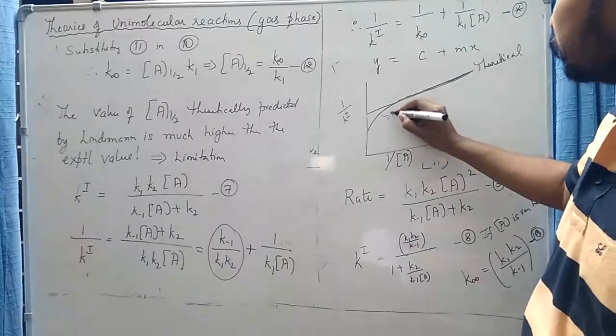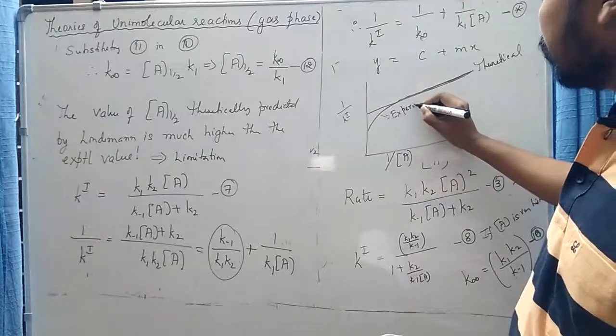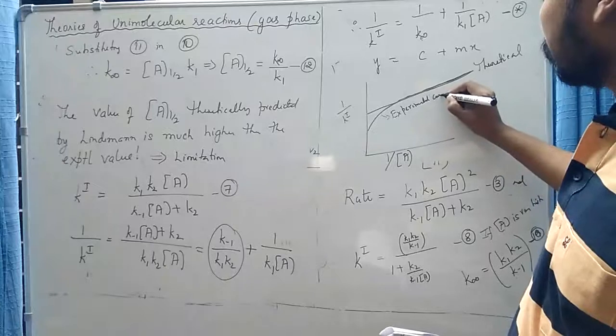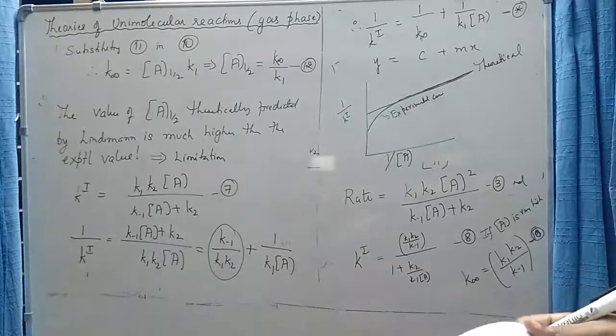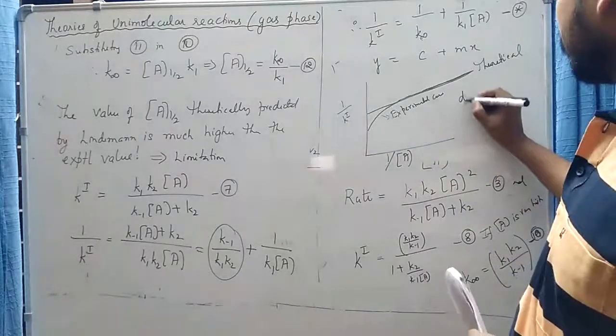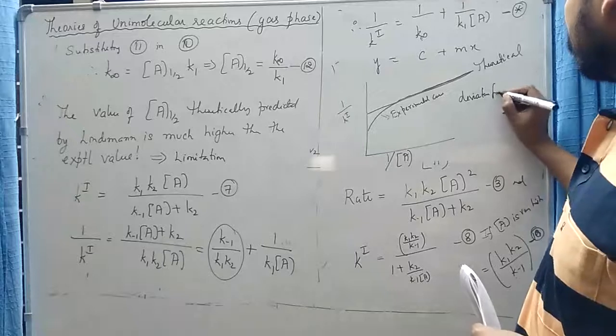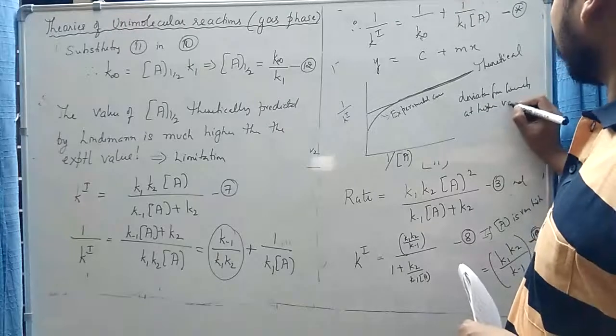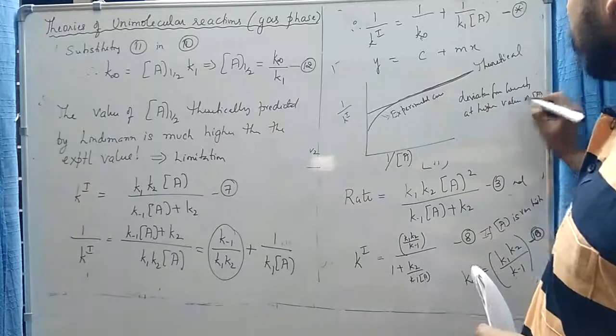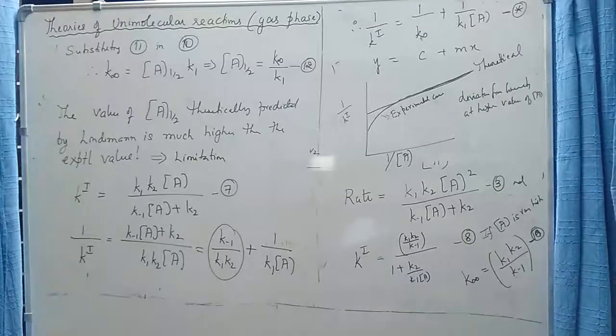So this is the experimental curve. What does it indicate? That there is a deviation from linearity at higher values of A. At lower values of A, the experimental and the theoretical curves predict the same, but at higher concentrations of A, there is a deviation between the theoretically predicted values and the experimental values.